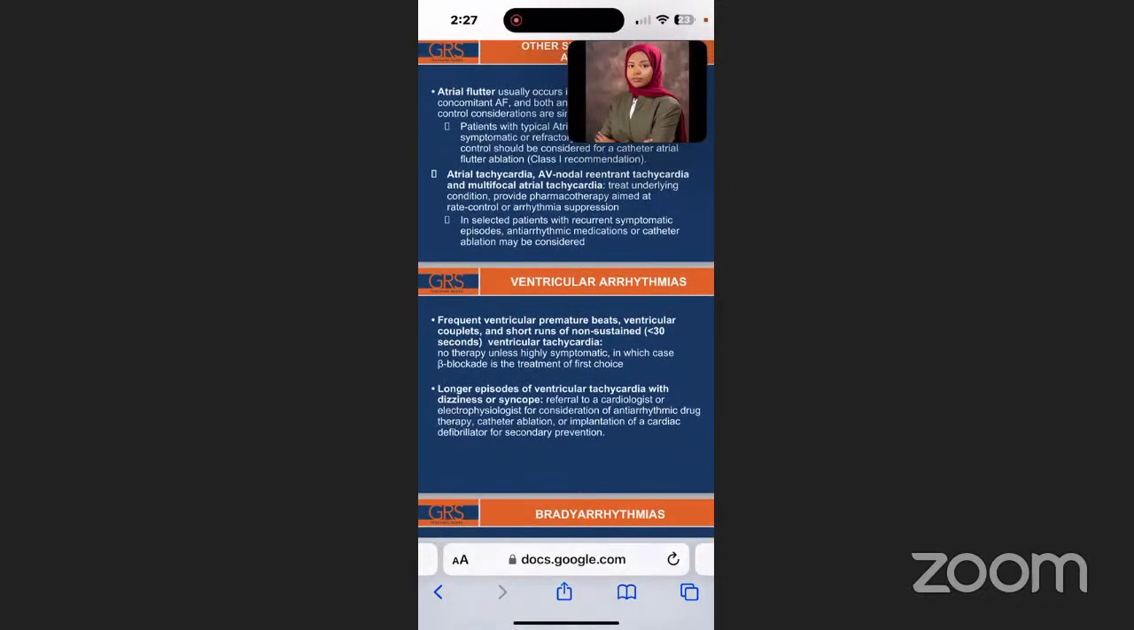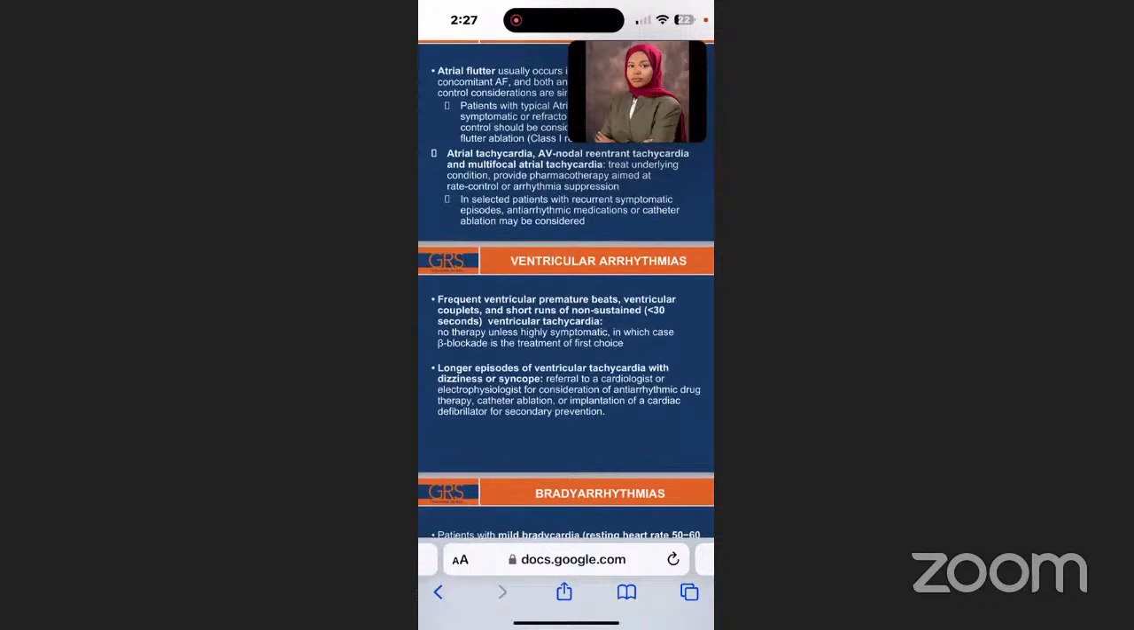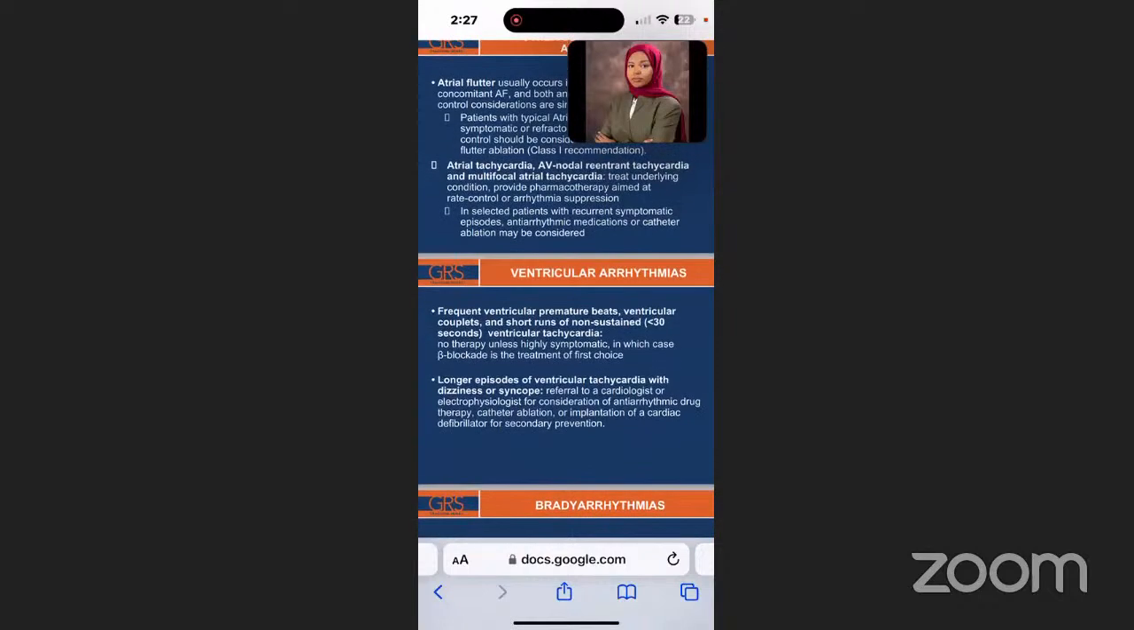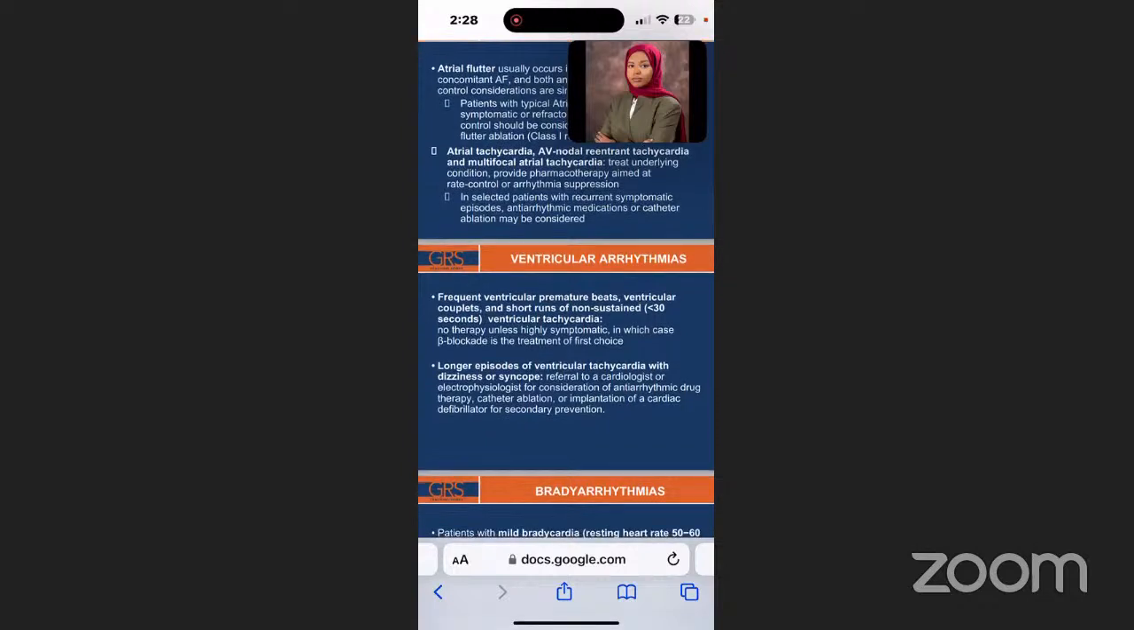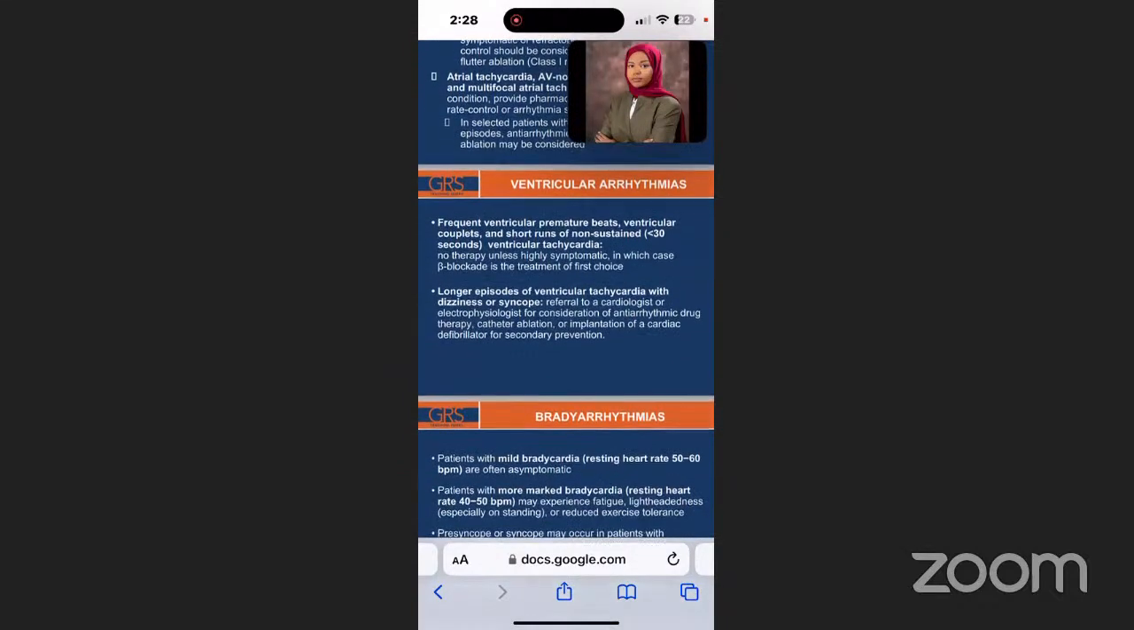Atrial tachycardia, atrioventricular nodal reentrant tachycardia and multifocal atrial tachycardia, all these three types, have an underlying condition. And also, we can provide the patient with pharmacotherapy aimed at rate control or arrhythmia suppression. In selected patients with recurrent symptomatic episodes, antiarrhythmics or catheter ablation may be considered.